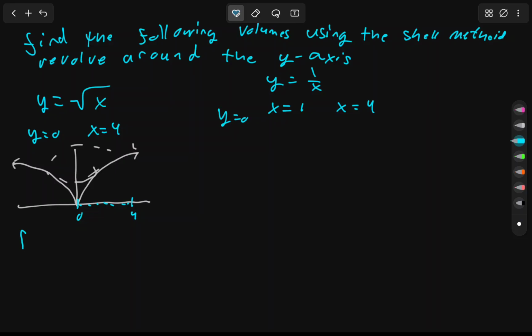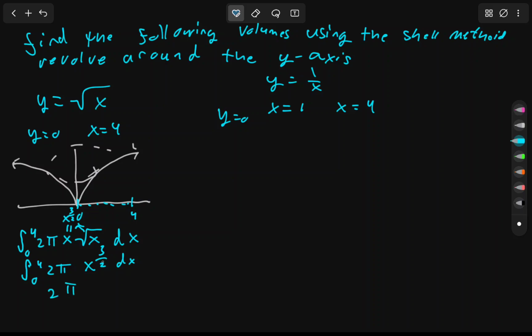This is going to look like the integral from 0 to 4 of 2 pi times x times the square root of x, and we're integrating with respect to x. Now we're going to simplify this. This is the same thing as x to the power of 3/2 if you add the exponents together. So we get the integral from 0 to 4 of 2 pi times x to the power of 3/2 dx.